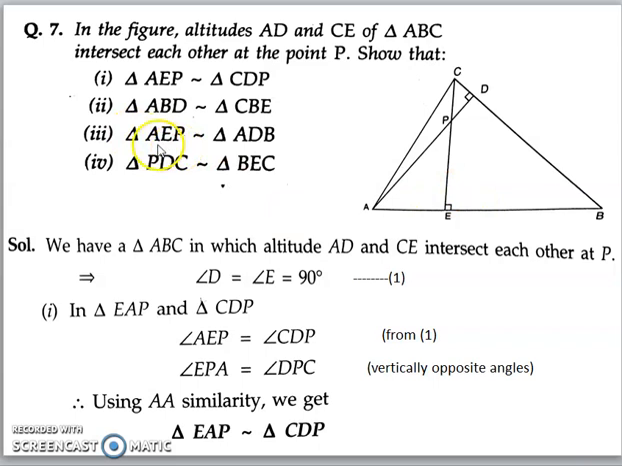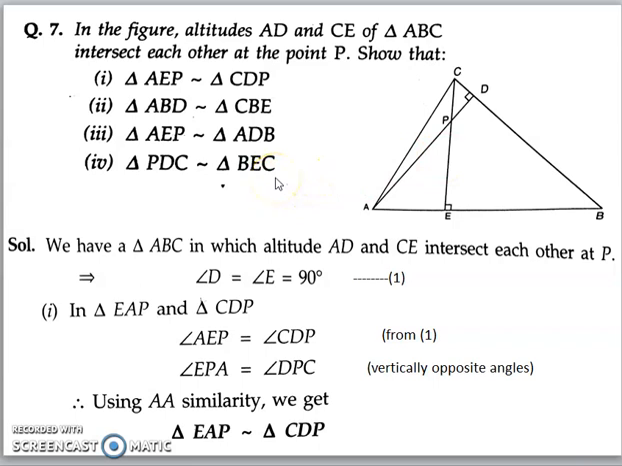Next set of triangles AEP and ADB. So AEP, this is the first triangle, and ADB, second triangle. Here again you have one set of angles that is 90 degrees each, and angle A is the common angle for both the triangles. So again these two are similar by AA.